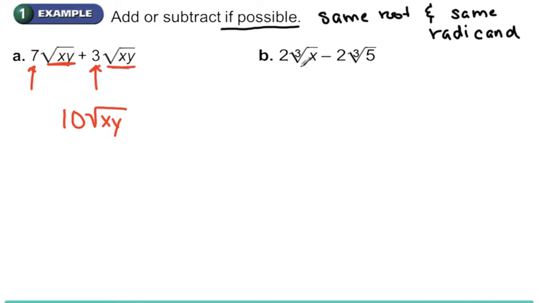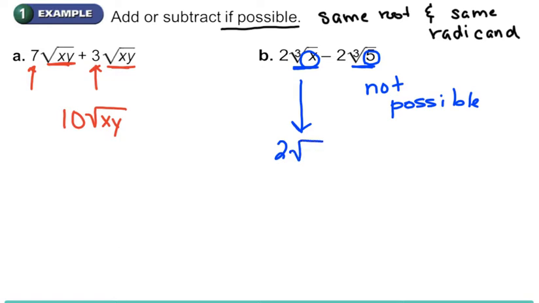Okay, so now we take a look at part B. We have a cubic root of x, cubic root of 5. Well, the root is the same, but the radicand is not, so therefore this one is not possible. Okay, we cannot combine those. So this would be simply written as 2 cubic root of x minus 2 cubic root of 5. I want you to write down what it would be. You just can't bring them together.